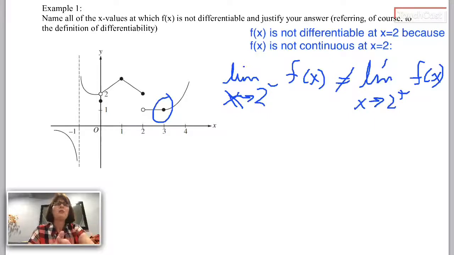So my gut check that I do is, does it look smooth? I don't see a corner, I don't see a cusp, I don't see anything pointy. It's definitely not the case that there's a vertical tangent, because the tangent seems, in fact, horizontal. And the function f is continuous. So I would claim that this function is differentiable, so I'm not going to give a reason for why it's not.